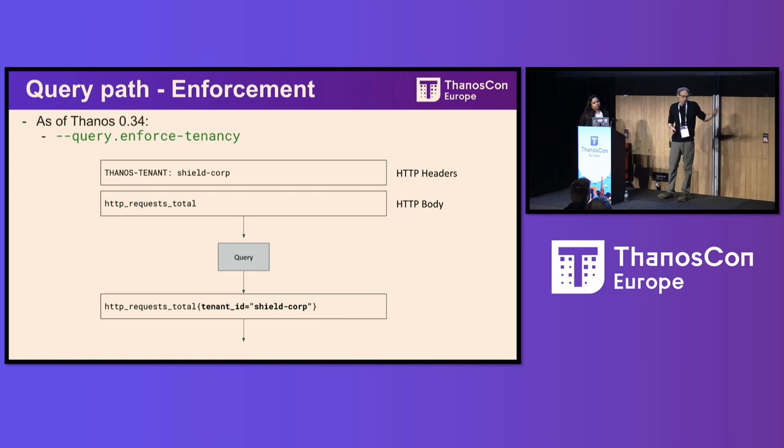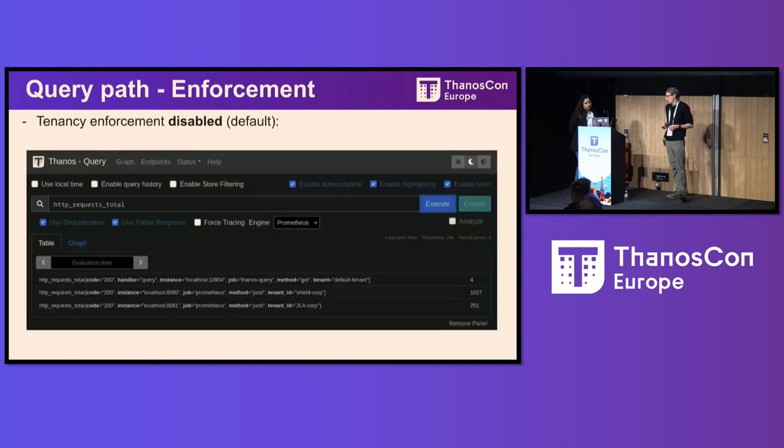And it works pretty similar to the receive side, right? You send an HTTP header to identify the tenant, and then what the query actually does is that it enforces a label, right? As we've heard, that's a bit of a topic today. We're using prom-label-proxy in the backend. We are importing it as a library, so we didn't add too much specific code to Thanos, which is nice. Yeah, so that's basically how it works.